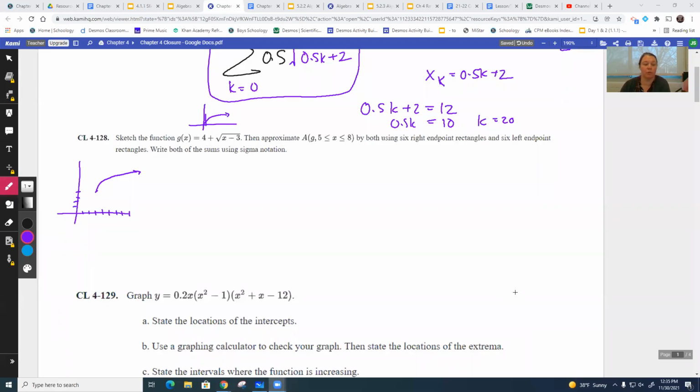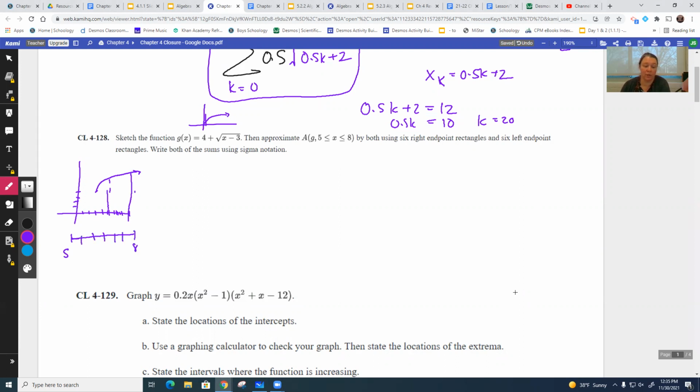All right, but we want to do this from 5 to 8. So 1, 2, 3, 4, here's 5, right, to 8. It says 6 endpoint intervals. So from 5 to 8, I want 6 rectangles. And we could draw in the rectangles. So I see there's 1, 2, 3 spaces. So I'd have to have half for each. So from 5, and then 1, 2, 3, 4, 5, 6 to 8.